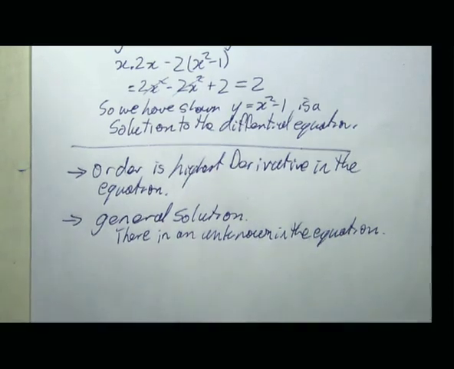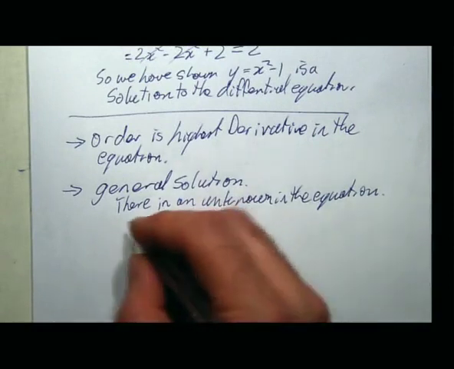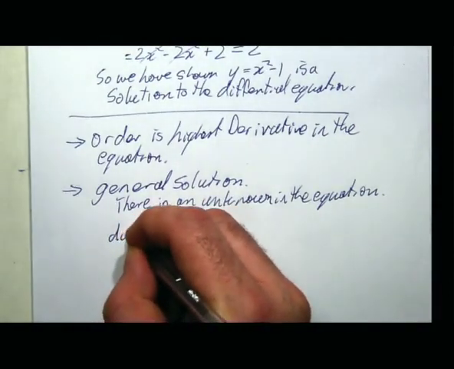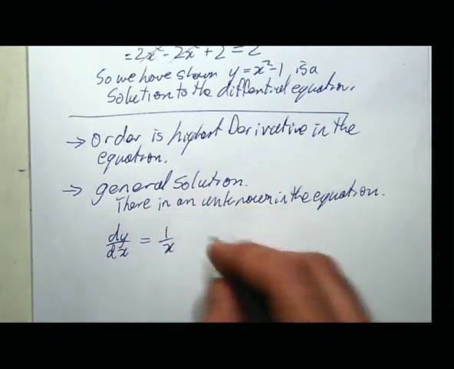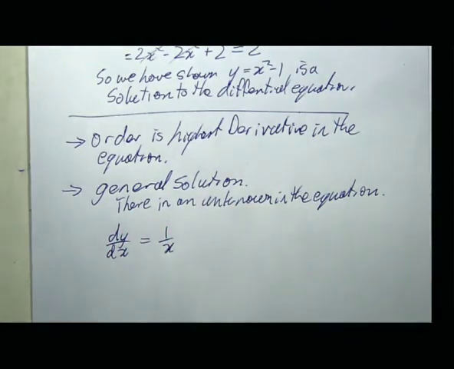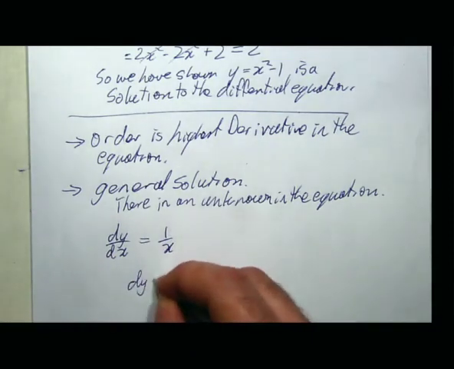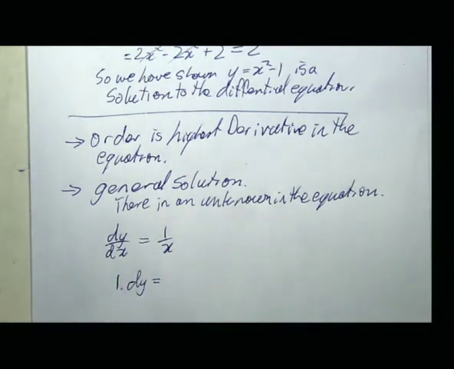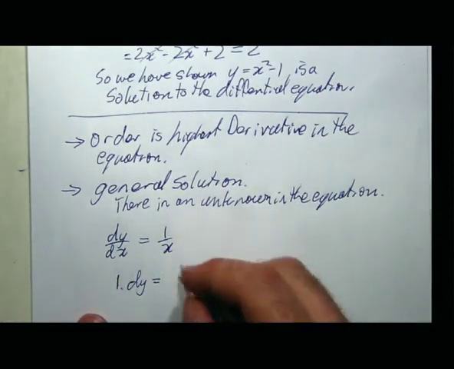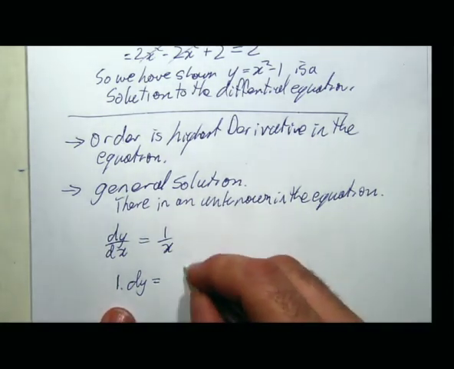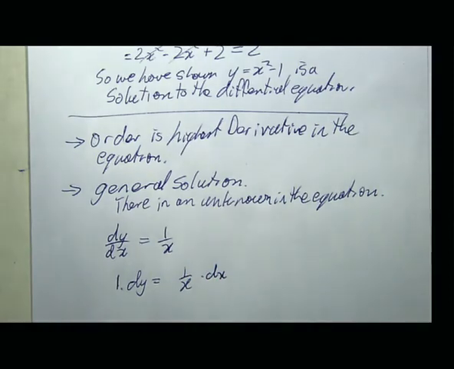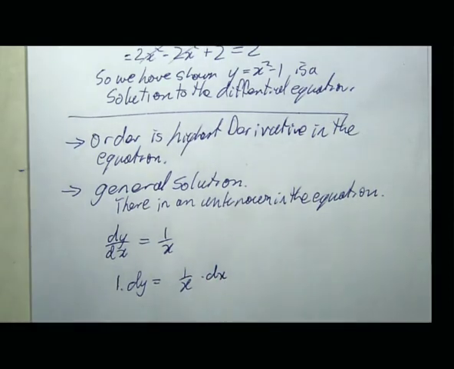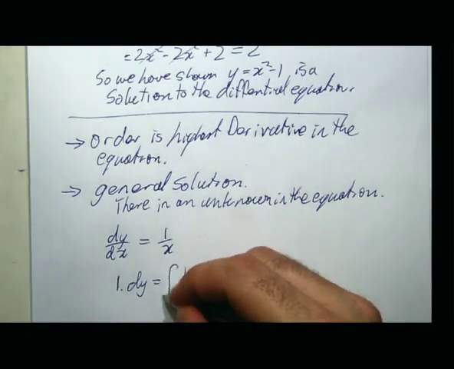So if we look at the next one, I'm going to quickly do it, where I've got the differential equation dy on dx is equal to 1 on x. So I'm going to separate this out. I'm going to go dy, and put the number 1 here. 1 dy is equal to 1 on x dx. The reason we split the dy and dx when we do this separation is so I can then slip in an integral here.